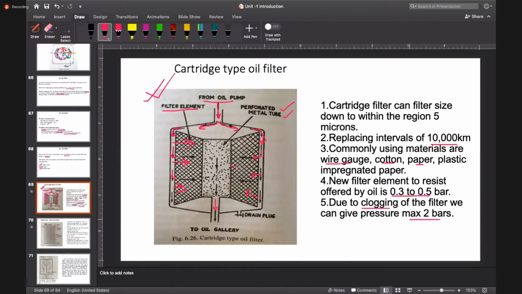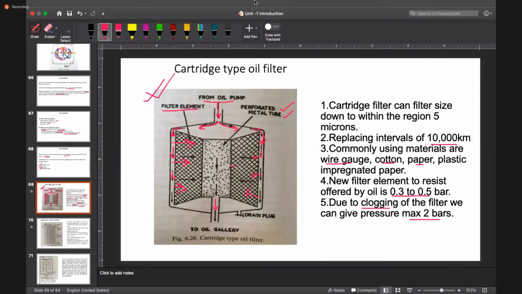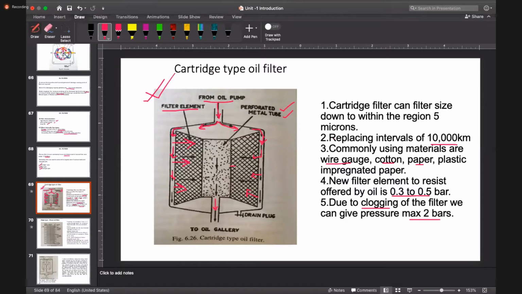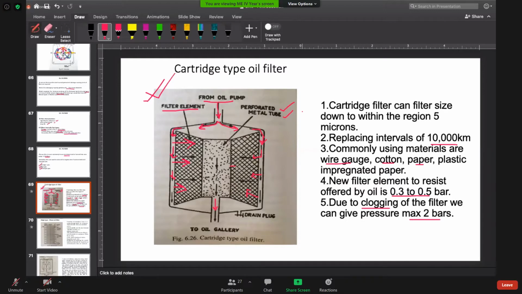this diagram now in your notebook. I will give you 2 minutes for that because these are very important diagrams. Cartridge type oil filter. I'm giving you 2 minutes. Draw the diagram. Then we will see the animation of this oil filter, how it is working. It will be more clear.